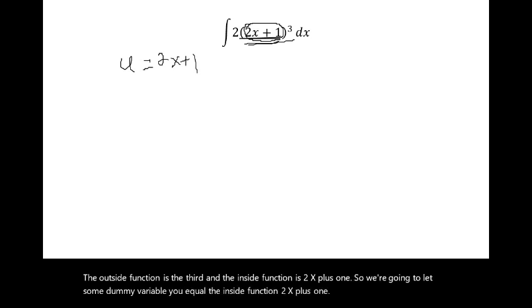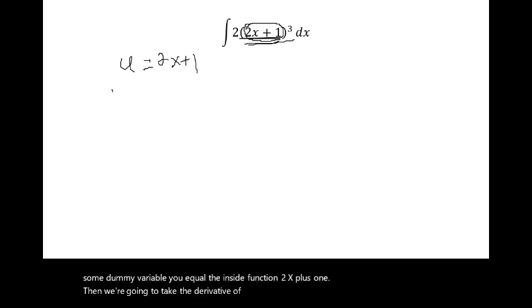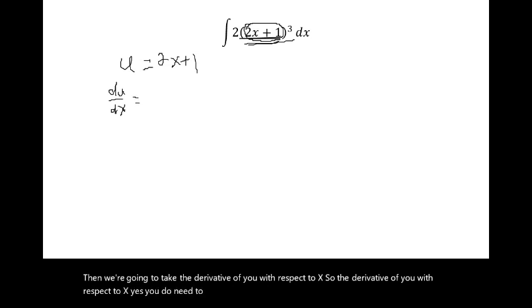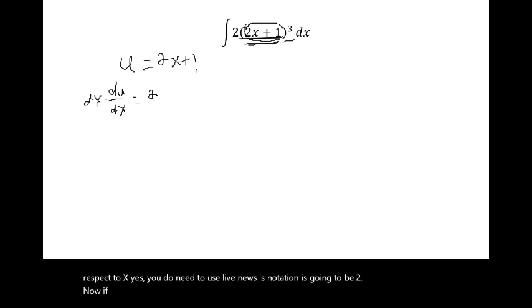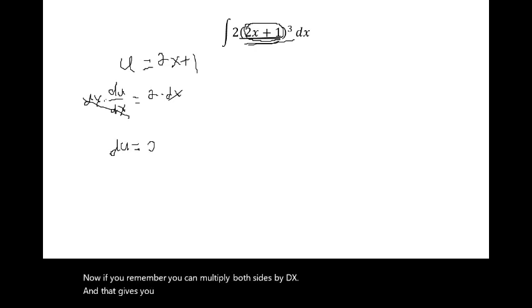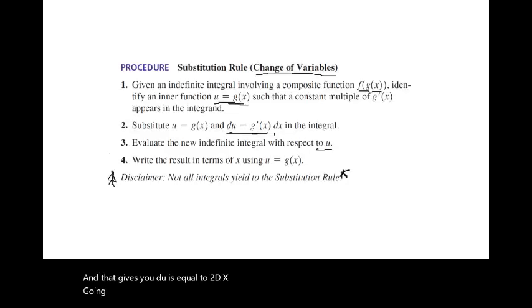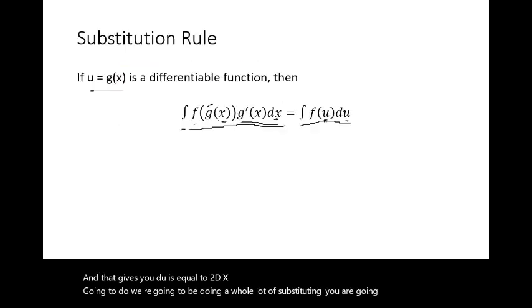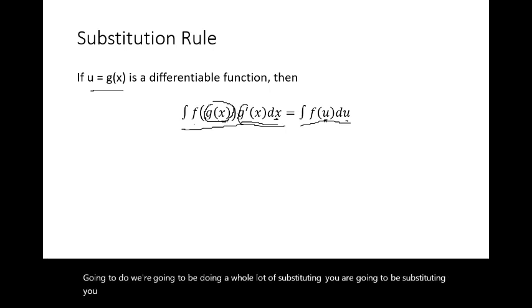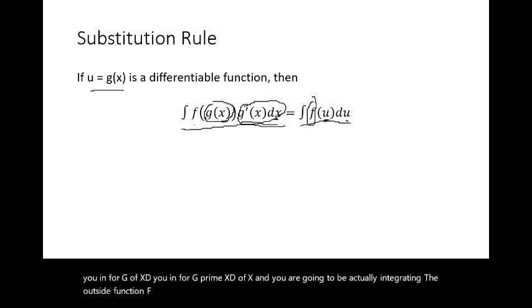Then we are going to take the derivative of u with respect to x. So the derivative of u with respect to x, and yes, you do need to use Leibniz's notation, is going to be 2. Now, if you remember, you can multiply both sides by dx, and that gives you du is equal to 2dx. So here's what we're going to do. We're going to be doing a whole lot of substituting. You are going to be substituting u in for g of x, du in for g prime of x dx, and you are going to be actually integrating the outside function f with respect to your new variable u.